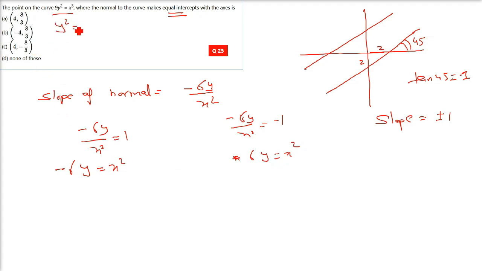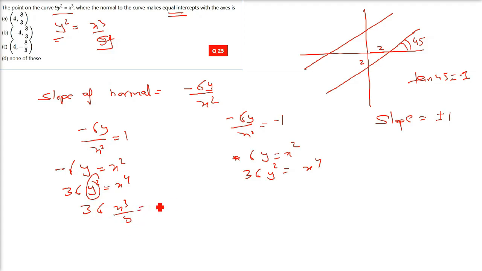Now just square this original equation. You will get y square equals x cube by 9, and you can just square it. This is 36y square equals x raised 4. Here also 36y square equals x raised 4, and both are similar now. So don't worry about solving both of them. One will be enough because they both are same. Now I'm replacing y square by x cube by 9.